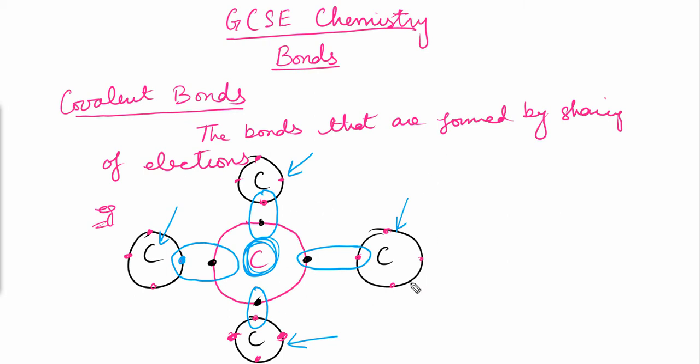In the same way, the other carbons will form bonds with four other carbons, and then this structure will keep on going. So these type of bonds that are formed by the sharing of electrons are called the covalent bonds, and usually the covalent bonds are formed between the non-metals.